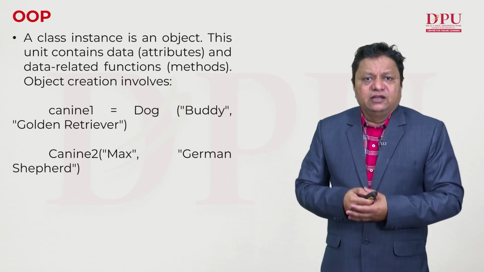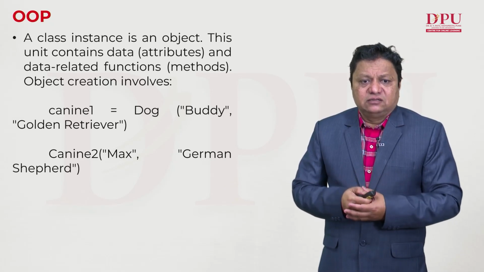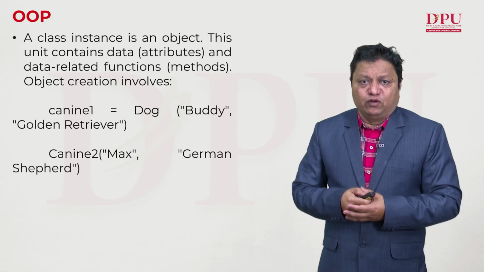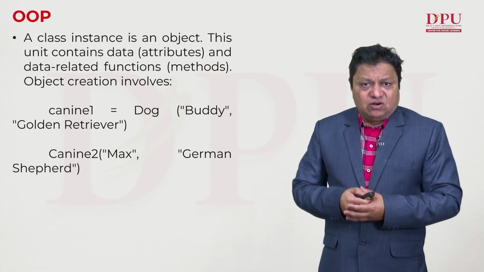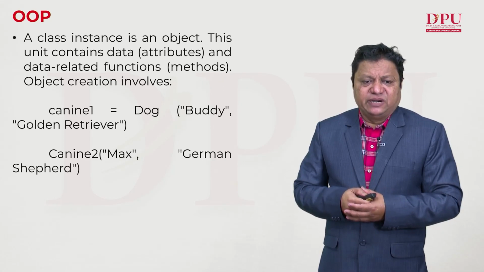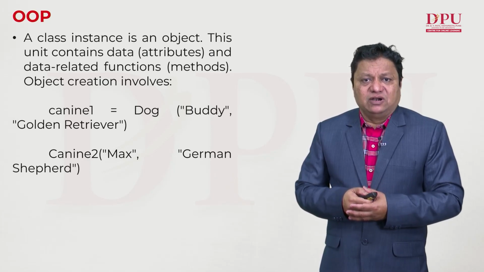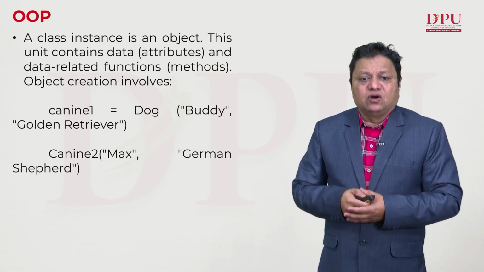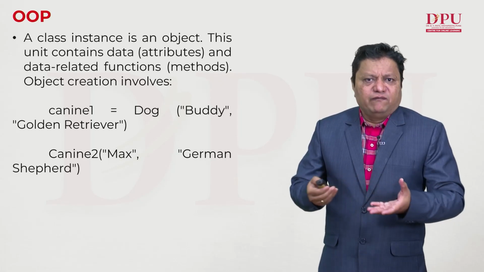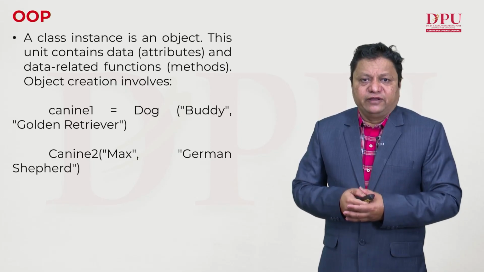So here, once the class has been created, we can create the object of dog in the following way: canine1 is equal to dog, that is the name of the class, and we can specify the parameters as buddy, comma, golden retriever. So here I have created an object of class dog with the name canine1. Again I can create another object, canine2, as Max, comma, German Shepherd. In this way, once the class has been defined, you can create a number of objects from that class. That is the beauty of creating a class.